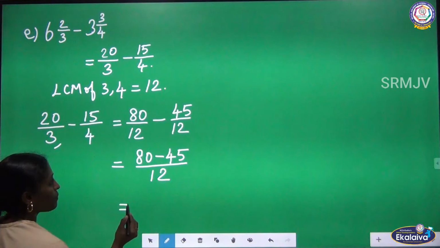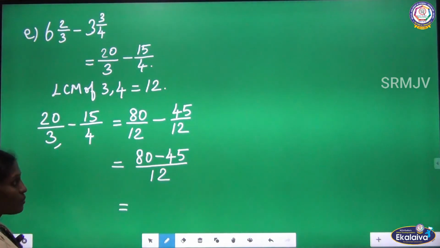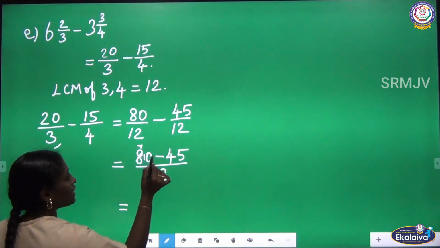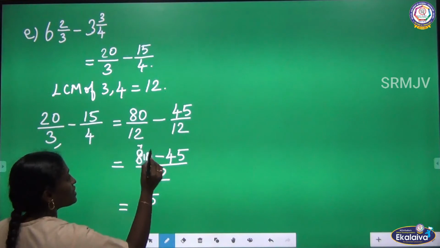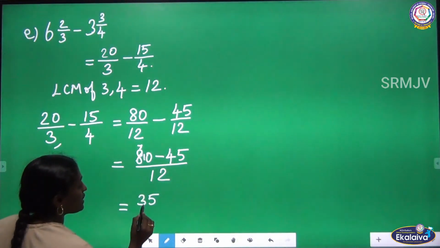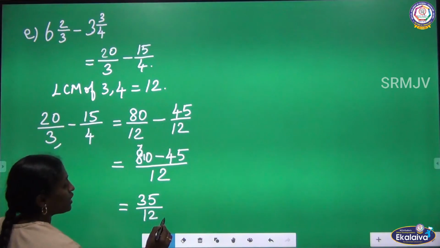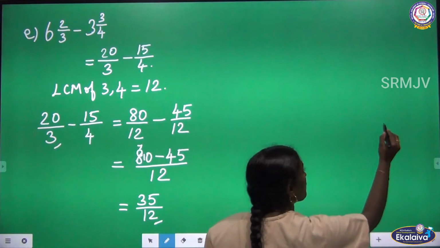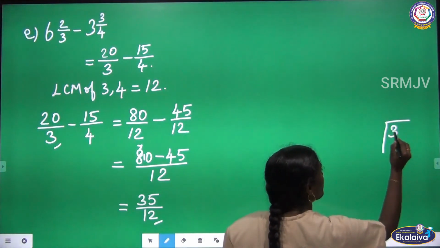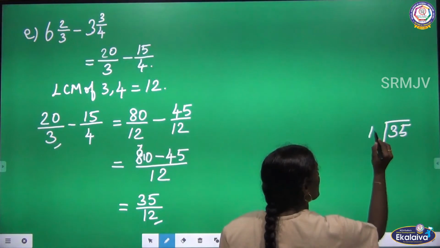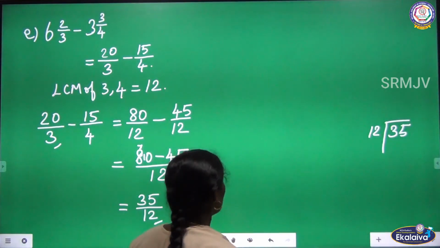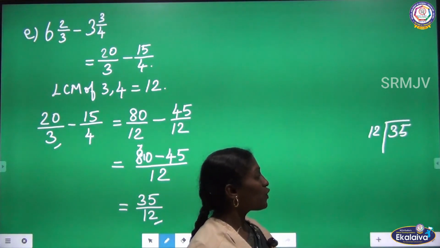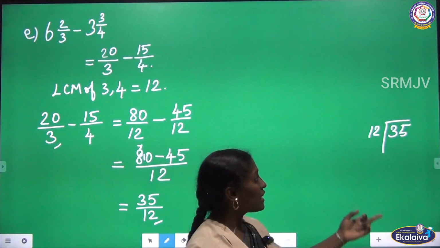80 minus 45, here 0 minus 5, we can't subtract, so we have to borrow from 8. 8 will become 7, 0 will become 10. 10 minus 5, 5, 7 minus 4, that is 3. 35/12. Now we got an improper fraction. We are going to convert it into a mixed number. For that we have to divide the numerator by the denominator 12. Here in 35, how many times is 12 there? Here 12 twos are 24, 12 threes are 36. 36 is greater than 35.